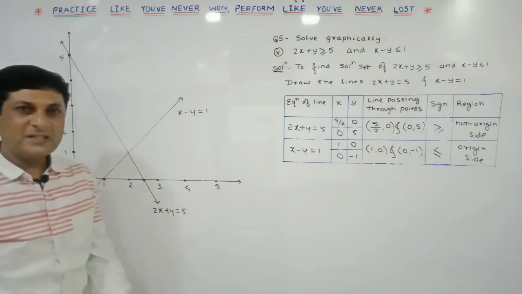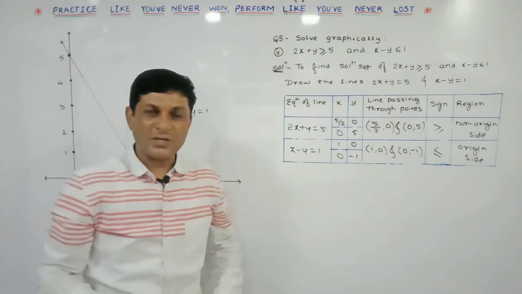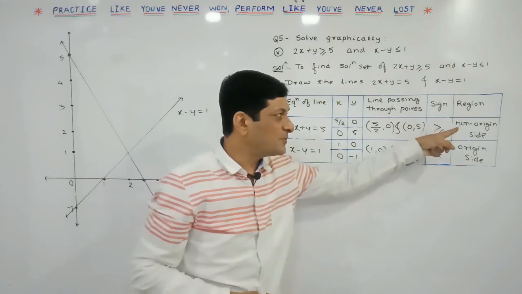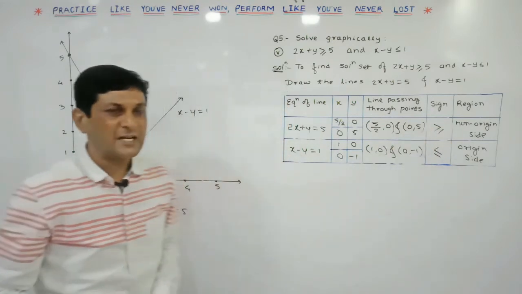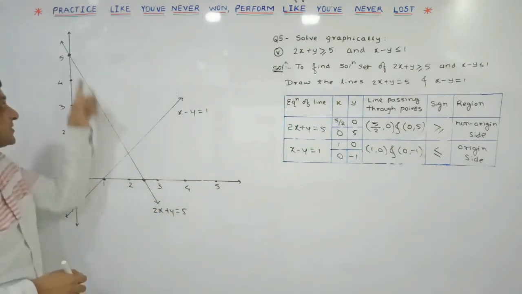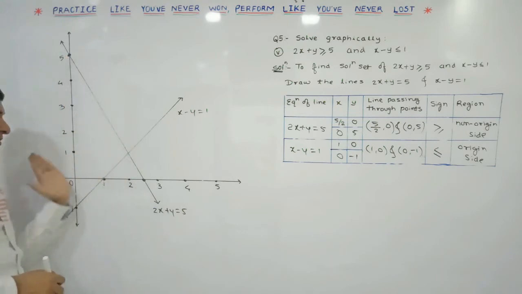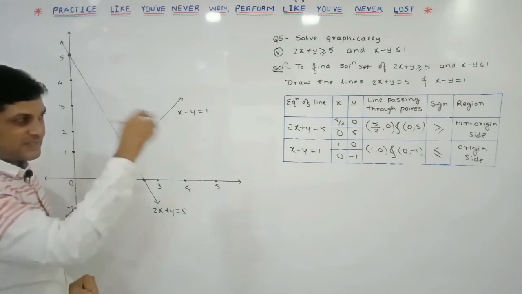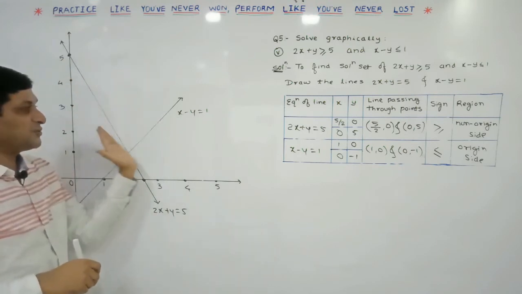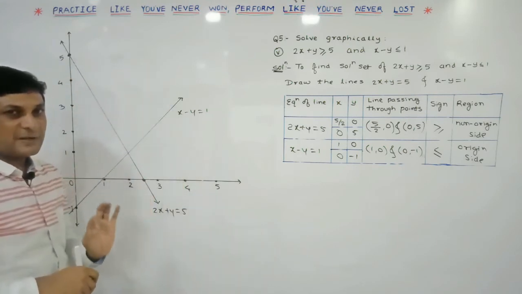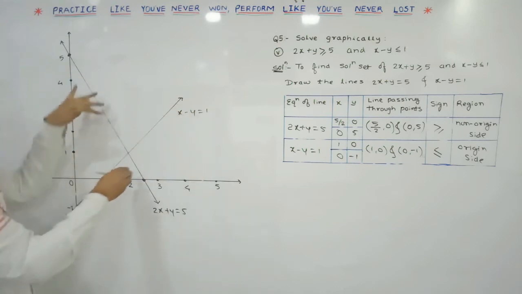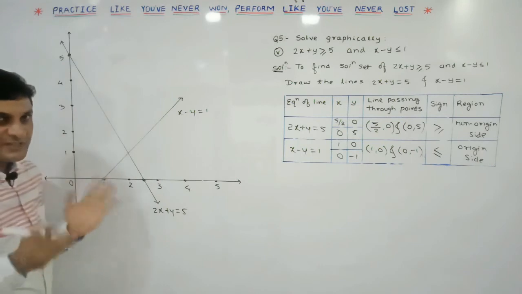Now only the remaining part is to find the solution set using these signs. Greater than or equal to means for the first line, the non-origin side part is our solution set. Observe this line. For this line, this is the origin side part and this is what? The non-origin side part. So since greater than appears, we can say that our solution set lies on this non-origin side part. Means this whole part is deleted by the first expression.